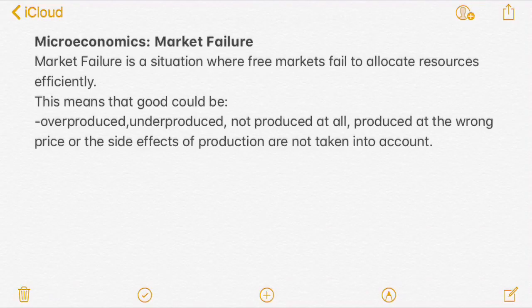Today we'll be talking about microeconomics instead of macroeconomics. So today's topic is market failure. Market failure is a situation where free markets fail to allocate resources efficiently. This means that goods could be overproduced, underproduced, not produced at all, produced at the wrong price, or the side effects of production are not taken into account.